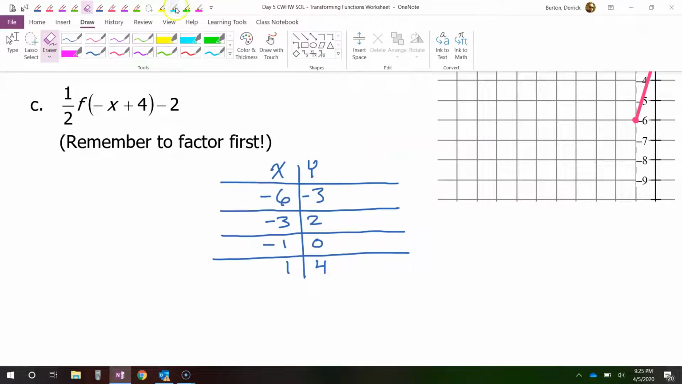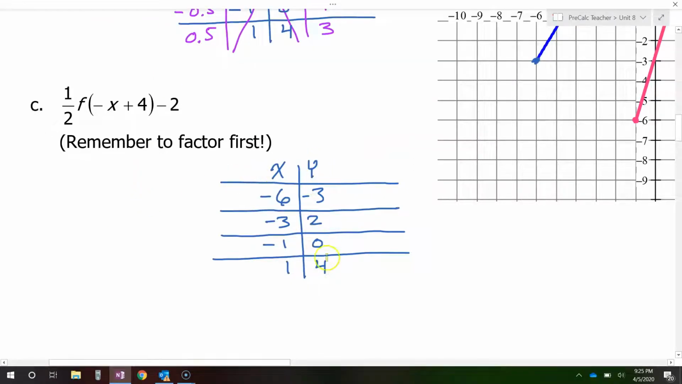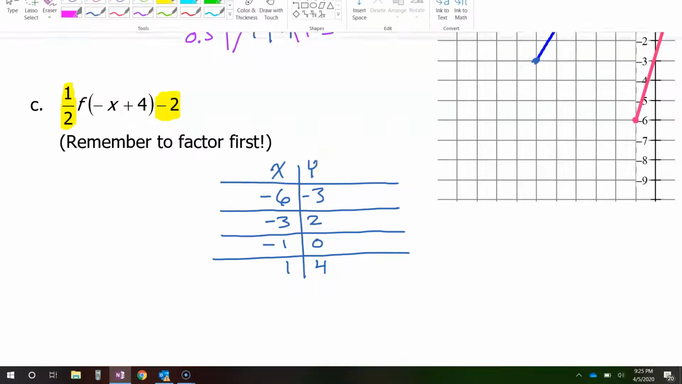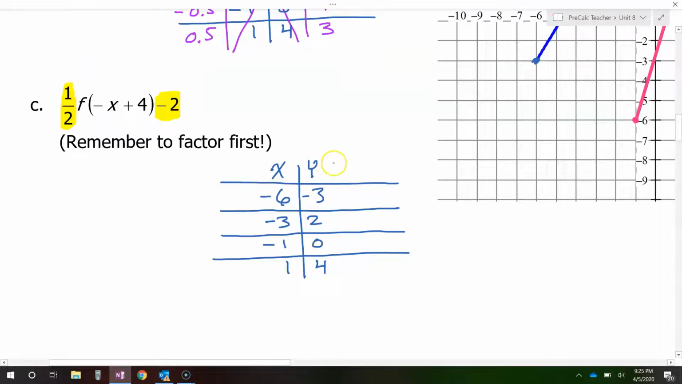Okay, let's start with what is happening to the y values. Anything outside the function is happening to the y values. So these two transformations are happening to the y values. Hold on, I'm going to use green this time. Keep it color coordinated. So that's why I'm going to do 1/2 of every y value, and then I'm going to do -2.